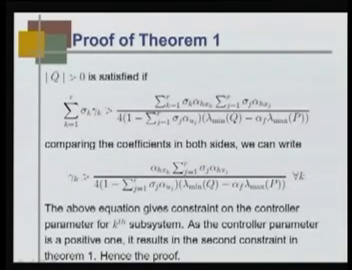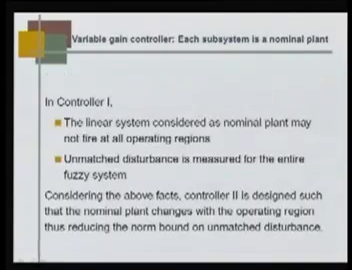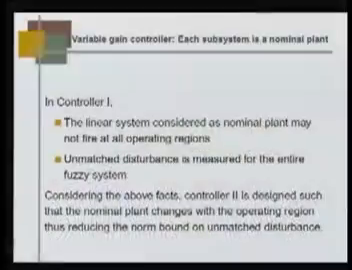The Weber equation gives a constraint on the controller parameter for the kth subsystem. As the controller parameter is a positive one, it results in the second constraint in theorem 1, which is gamma k. Okay. So we proved that the theorem is correct.